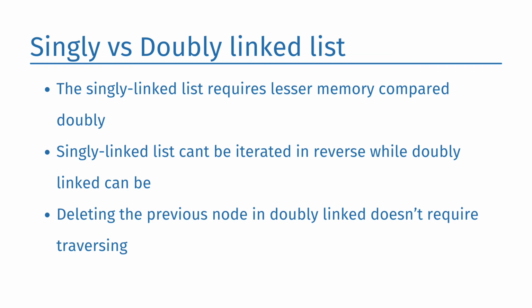Now let us see the difference between singly versus doubly linked list. The singly linked list requires less memory compared to the doubly. Singly linked list can't be iterated in reverse, while doubly linked can be. Deleting the previous node in the doubly linked list doesn't require any traversing.